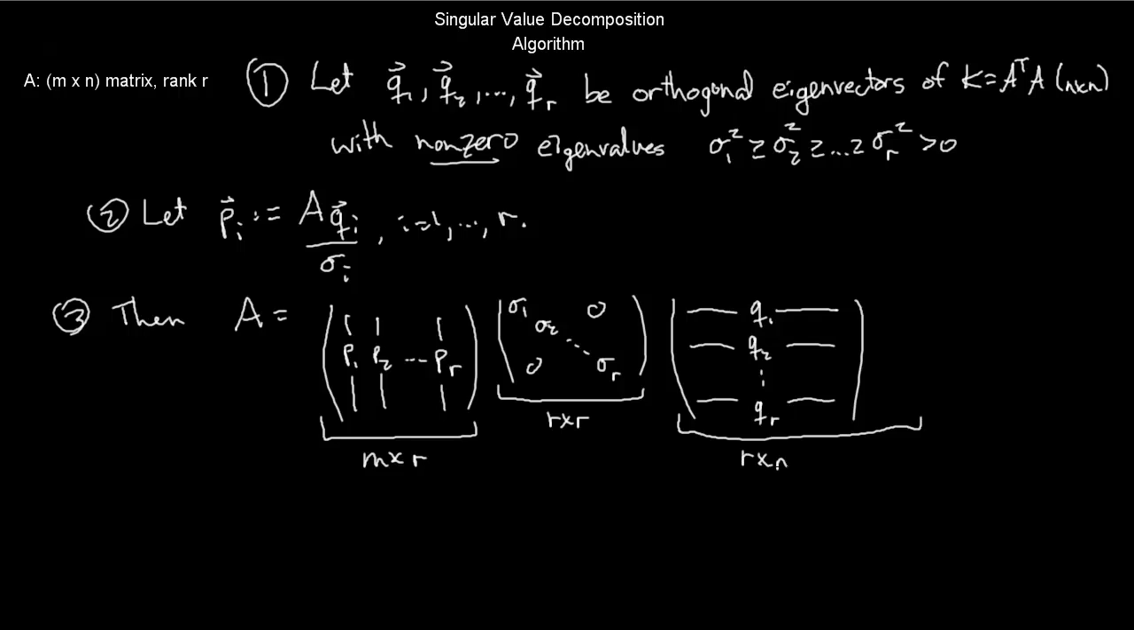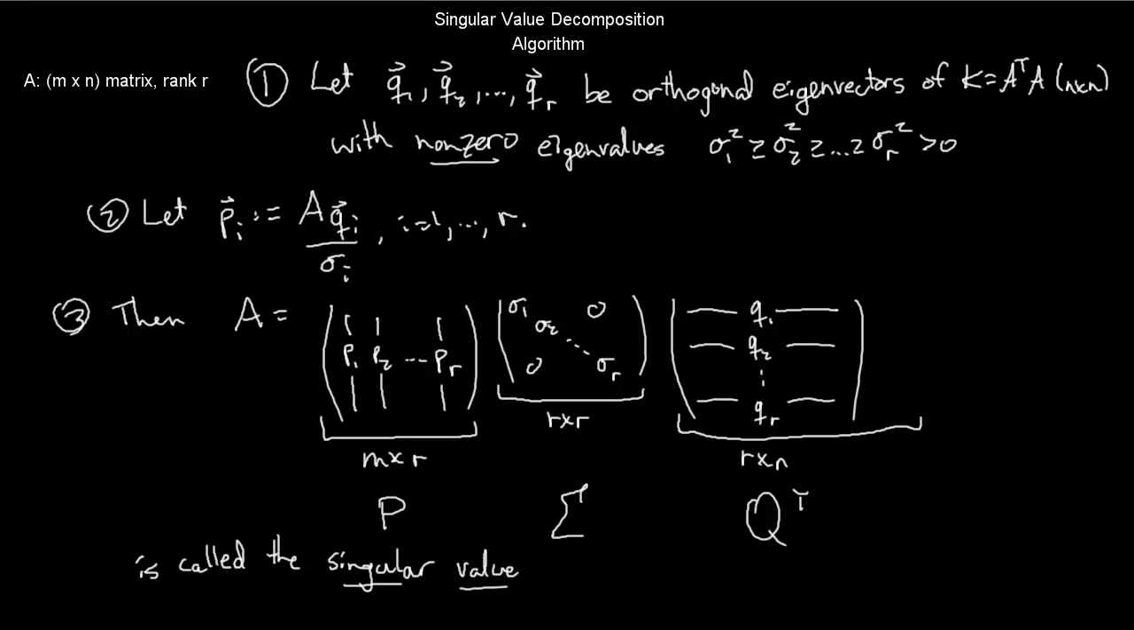So the first matrix is going to be called, reasonably enough, capital P. The second matrix will be called sigma for the little sigmas, and the third matrix will be Q transpose, because I like to think of matrices having vectors in their columns, and this one has them in the rows. Now, this decomposition of A, which you can always find, is called the singular value decomposition of A. A didn't have to be square in order to find a singular value decomposition. That's an important point.